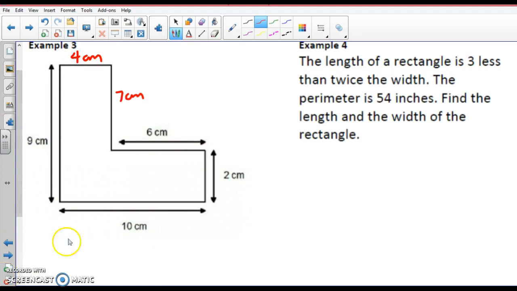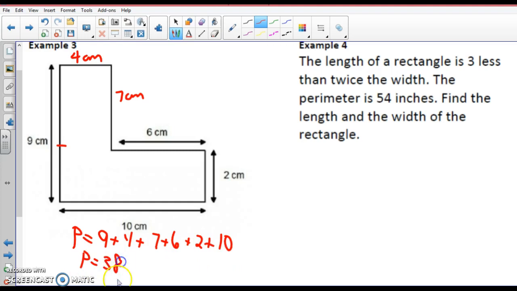So, to find the perimeter of this shape, I'm going to start here, and I'm going to go all the way around. So 9 plus 4 plus 7 plus 6 plus 2 plus 10. When I add that, I get 13, 20, 26, 28, 38. So the perimeter of this shape is 38 centimeters.